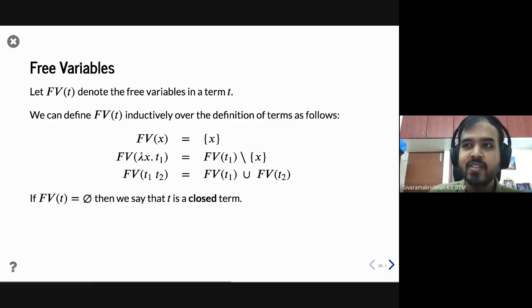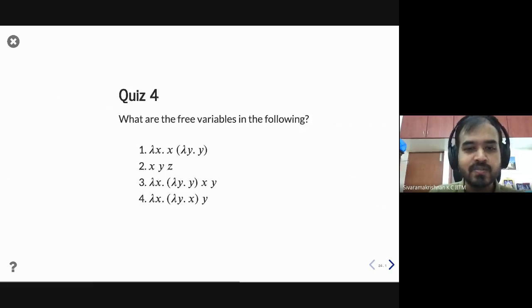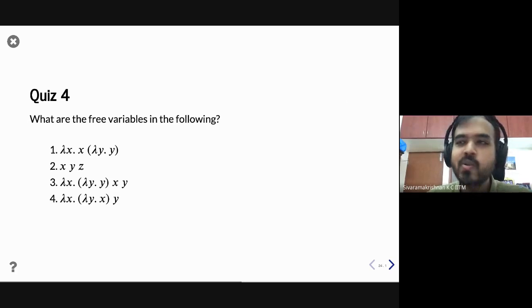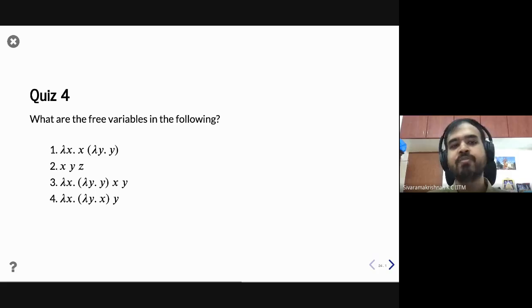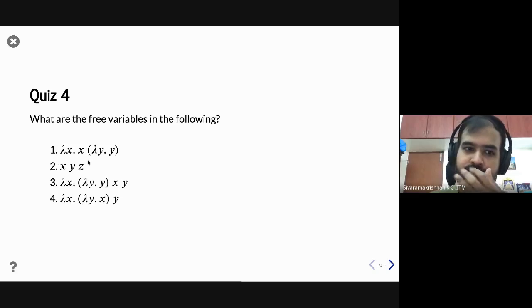Okay, good. So let's look at whether we've understood free variables. Let's look at these terms and then let's identify the free variables in these terms. Let's look at the first one, right? What are the free variables in the first one? First term, lambda x, lambda y. None. Okay, that's good.